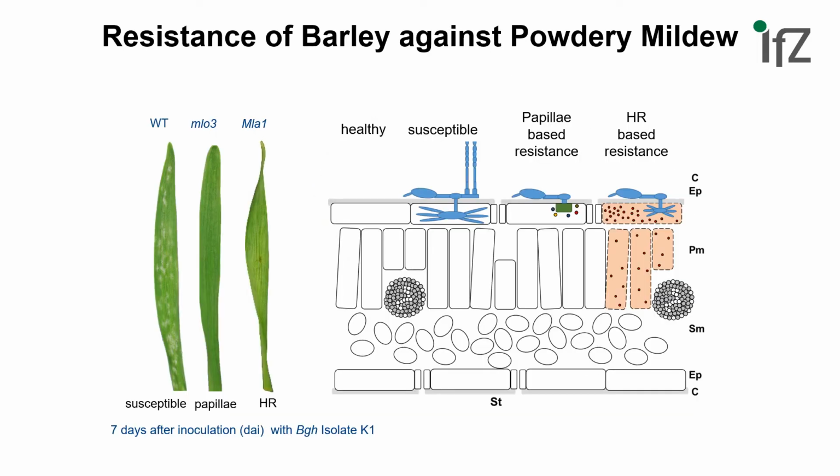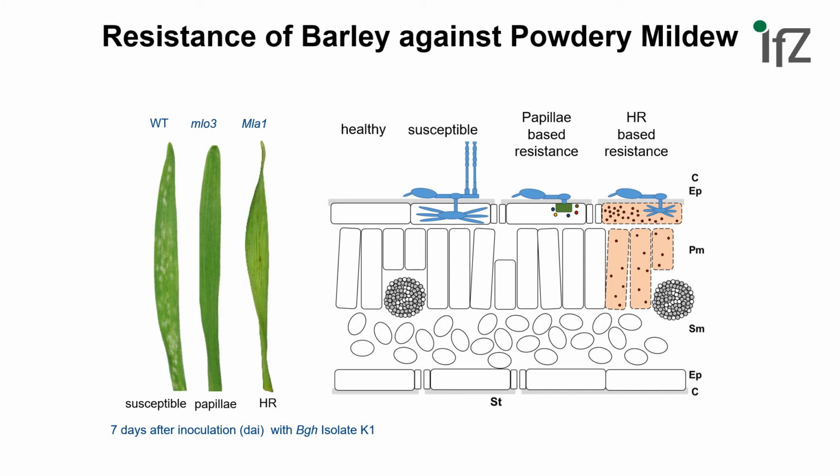Since we now already know that we are able to differentiate plant diseases based on spectral signatures, and that we also get insights on the sporulation intensity of plant diseases, it will also be of interest to see if we are sensitive enough to identify resistant plants against a pathogen, because this is a very important task in plant breeding. We had a study with barley and different genotypes which are susceptible, the wild type, or which produce a papilla as a resistance reaction, the MLO3 genotype, or which produce a hypersensitive reaction, the MLA1 genotype.